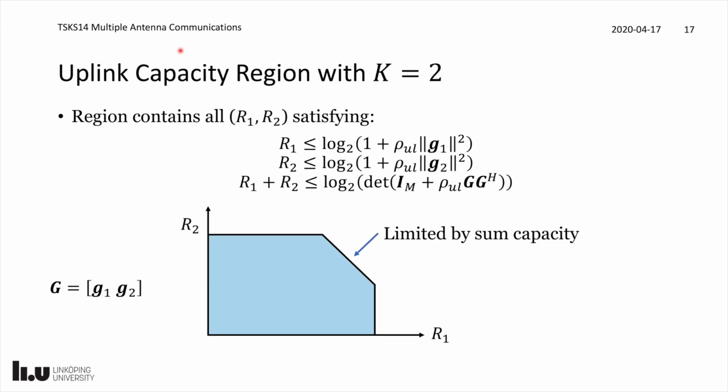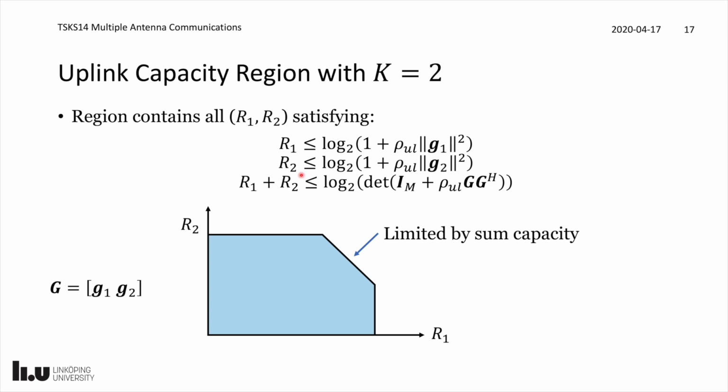Here is an example of the entire uplink capacity region when we have two users. The capacity region describes all the rates R1 and R2 that we can achieve simultaneously for these two users. We let the channel matrix be divided into two columns, G1 and G2. G1 is the channel from user 1 to the base station, and G2 is the channel from user 2 to the base station. If we are serving only user 1, we have a SIMO channel. We know the capacity is log2 of 1 plus the SNR times the squared norm of the channel vector.